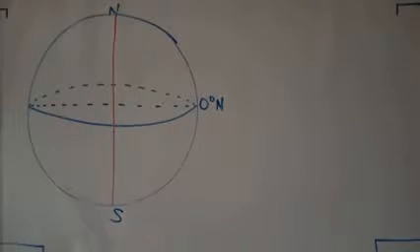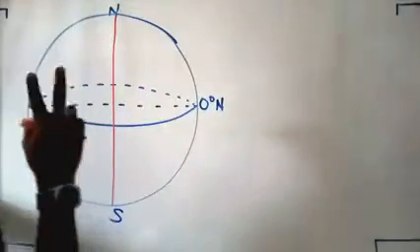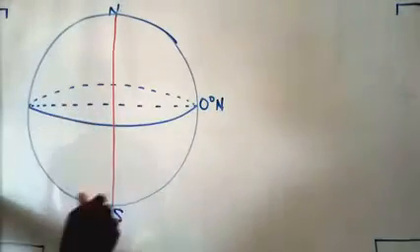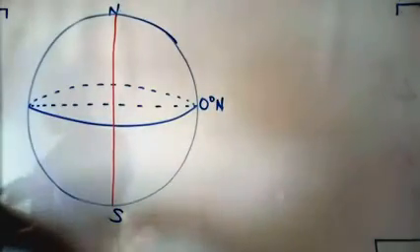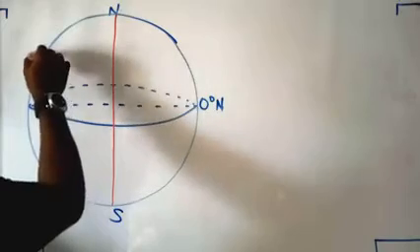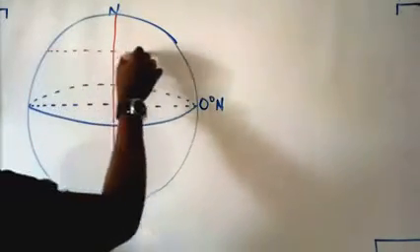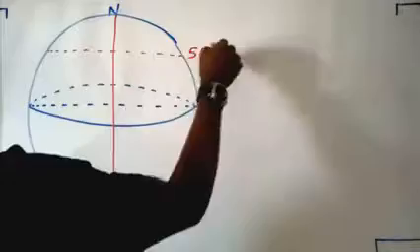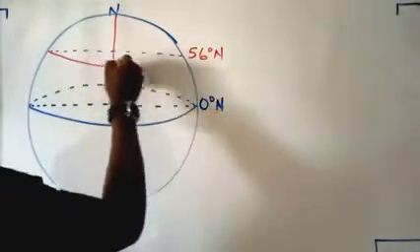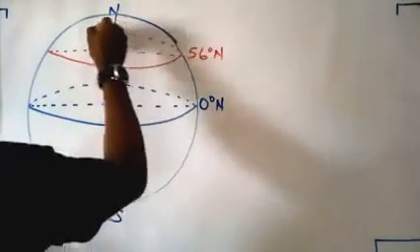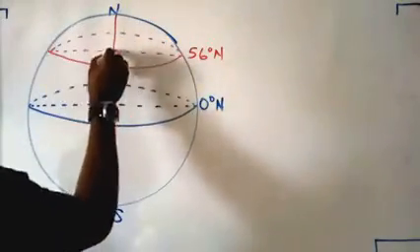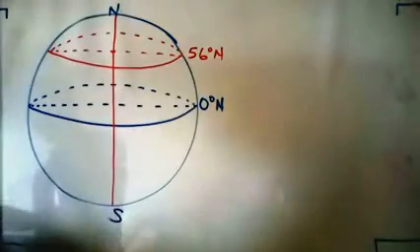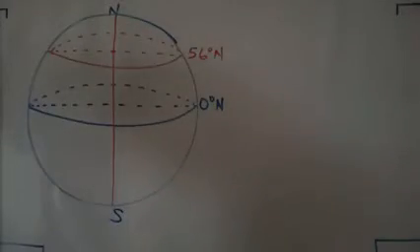In this next example, we are told that there are 2 points on the same latitude, and the latitude is 56 degrees north. So this is the latitude. This is the center of the latitude. And we are given the points.